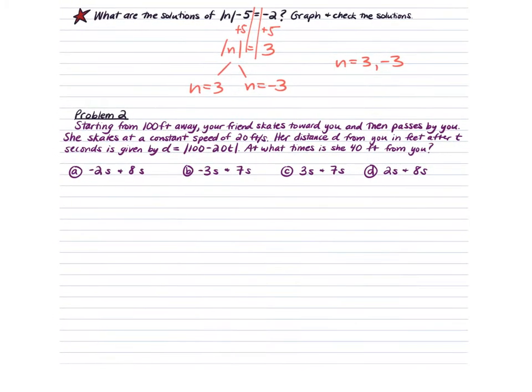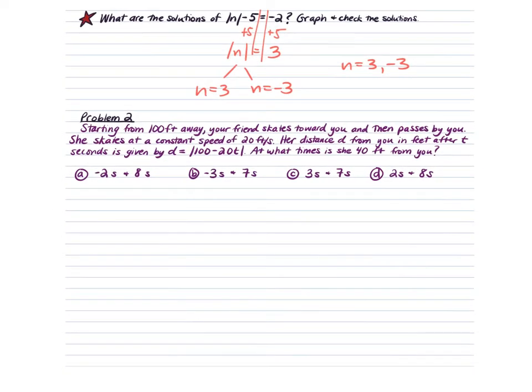Starting off 100 feet away, your friend skates towards you, then passes by you. She skates at a constant speed of 20 feet per second. Her distance, d, from you in feet after t seconds is given by d equals the absolute value of 100 minus 20t. At what times is she 40 feet away from you?